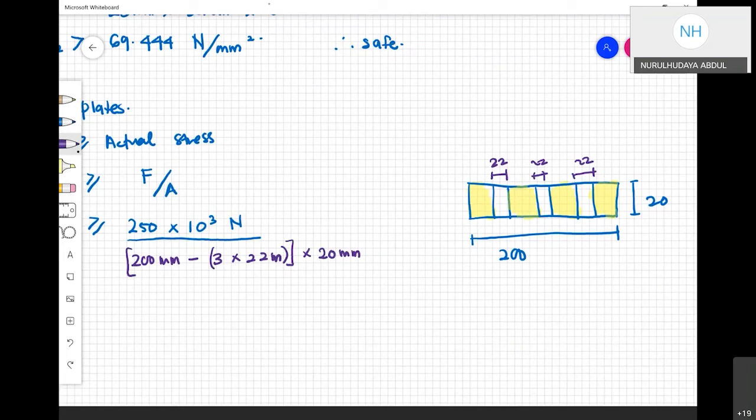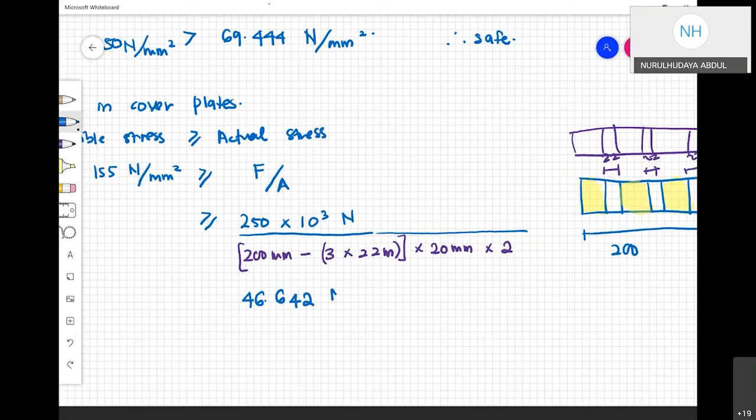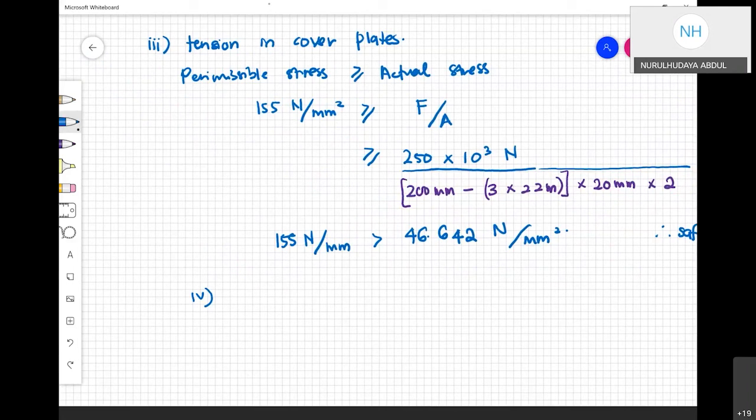And because of this is double shear. Okay. So since dia double shear, dia sandwich, maksudnya dia ada dua cover plates. It means that you kena darab dengan 2 sebab sebenarnya kan ada atas bawah. 46.642. Okay, betul. Thank you. Newton over mm square. And we get this value for the actual stress which is lower than the 155 Newton over mm square for the permissible stress. So maksudnya safe lagi.